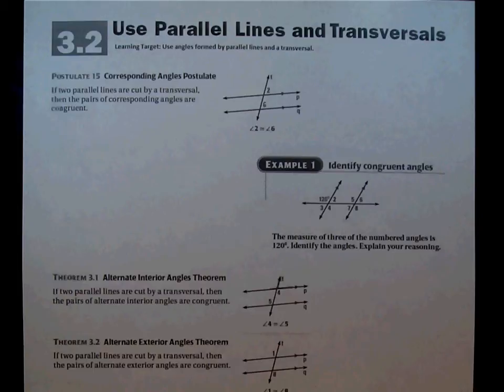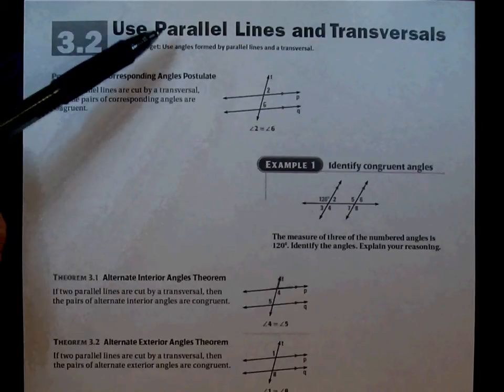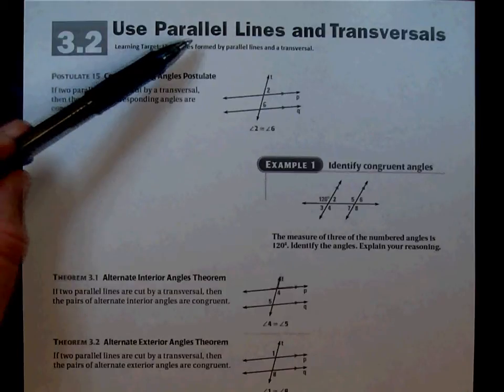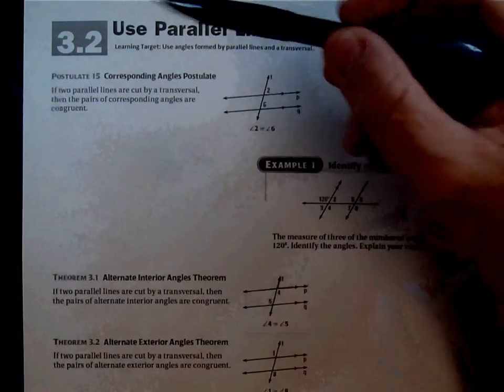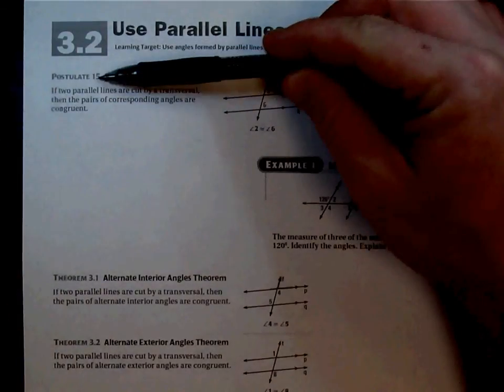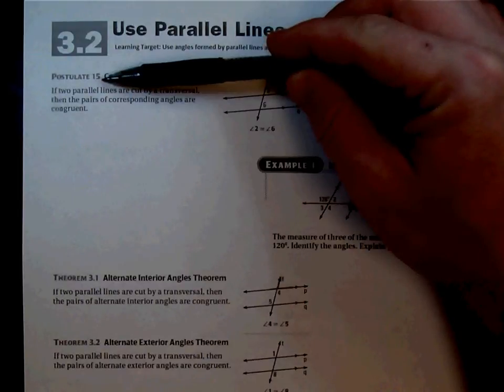Okay, so in section 3.2, we're going to use a lot of the pairs of angles that we used in 3.1, but now we're talking specifically about parallel lines. So notice it says use parallel lines and transversals. They've got numbers on these postulates. I don't really care about the number. I know it says postulate 15.